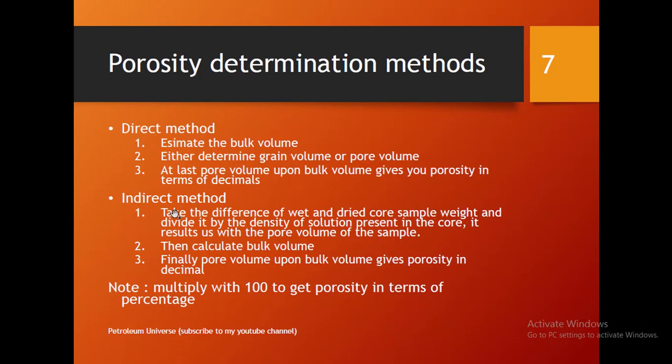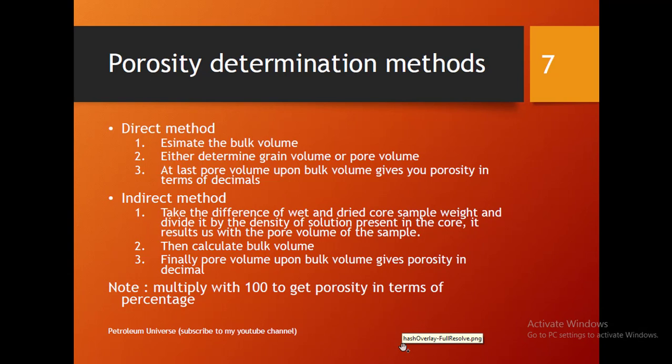So here we generally have two kinds of methods to determine porosity. First is the direct method, and second I name as the indirect method, but in textbooks you can find it as the water evaporation method. Okay. So in the direct method, first by using the data we find the bulk volume, then we have to find either the grain volume or the pore volume, and then by dividing pore volume by bulk volume we can find the direct porosity.